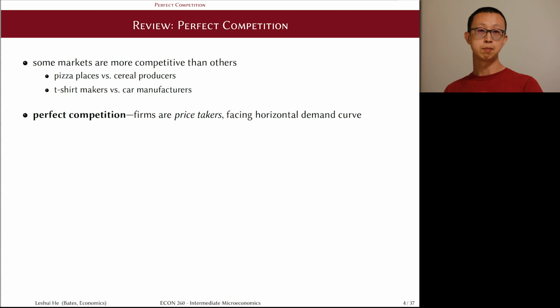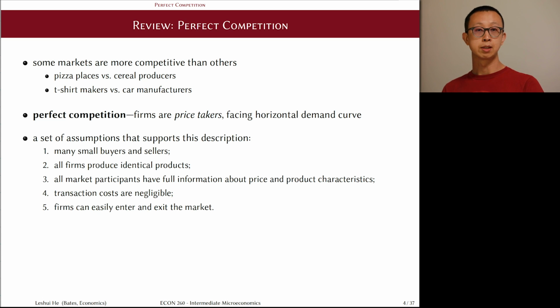Some markets are more competitive than others. There are countless pizza shops in the US, but only a handful of breakfast cereal producers that split up the entire market. There are many t-shirt companies, but only a few car manufacturers. This difference plays an important role in our modeling decisions. A small firm's decision is unlikely to have a major impact on other firms in the market, but a bigger firm's decision would.